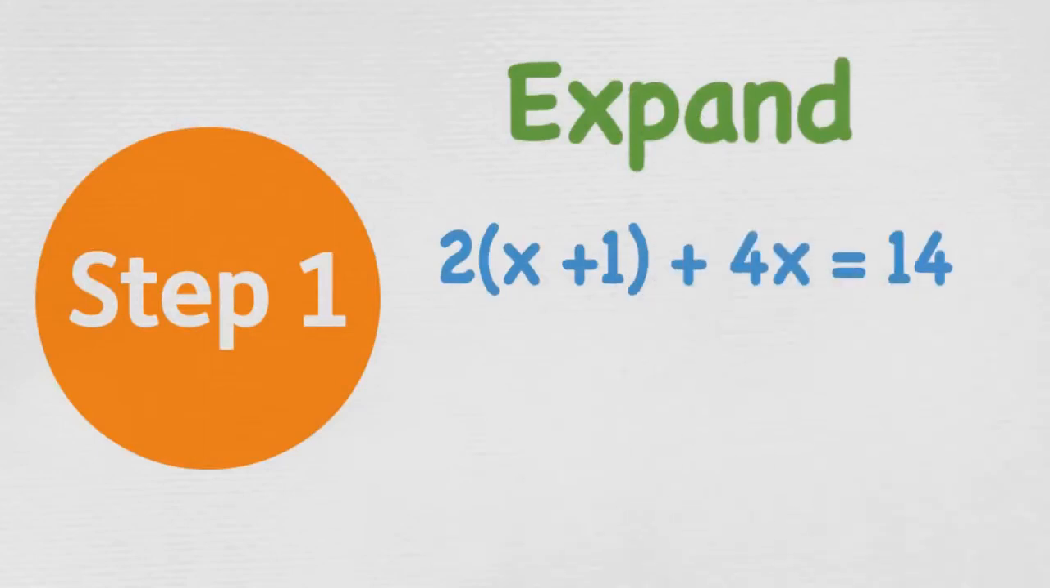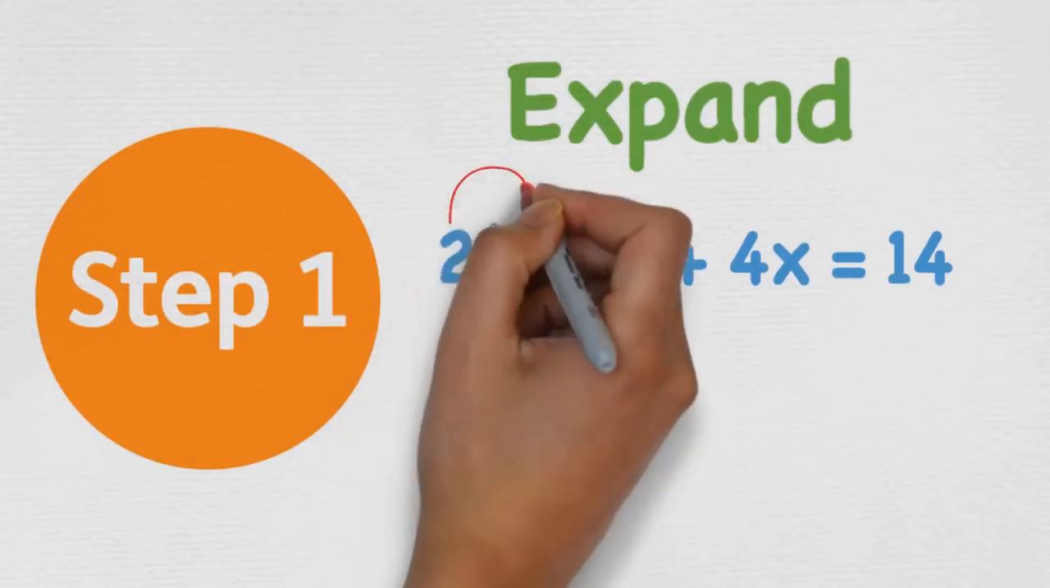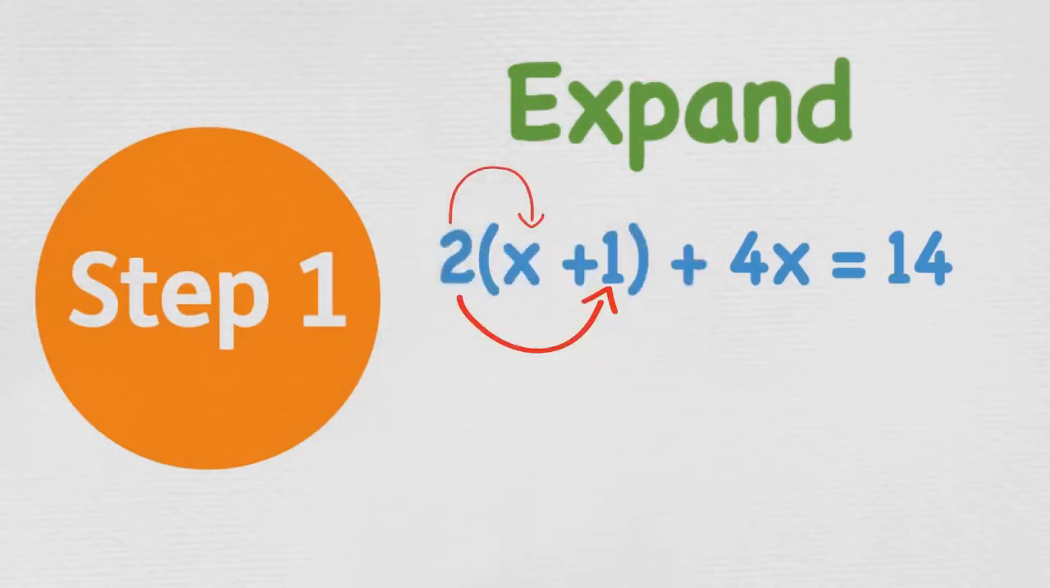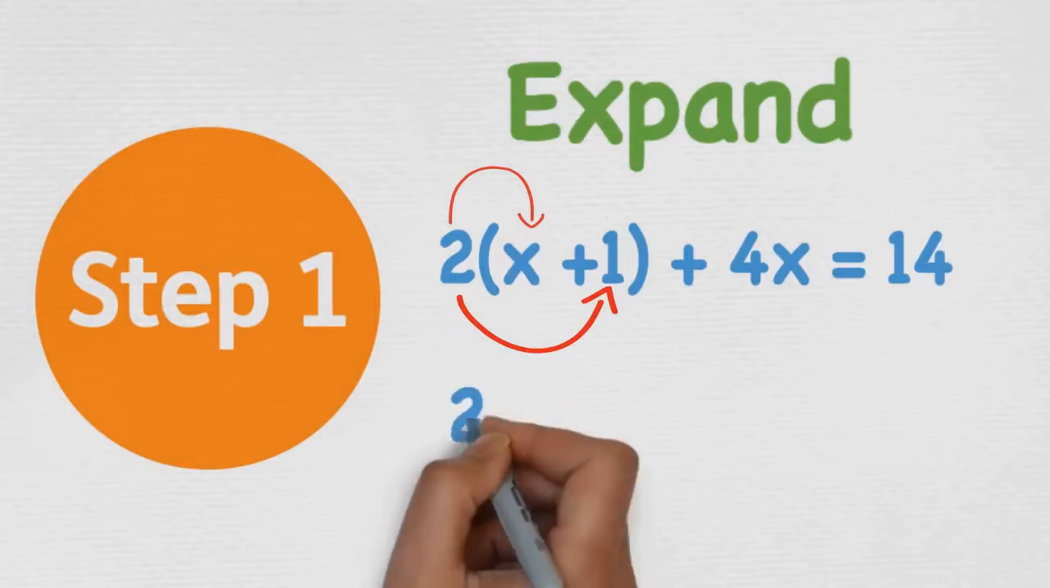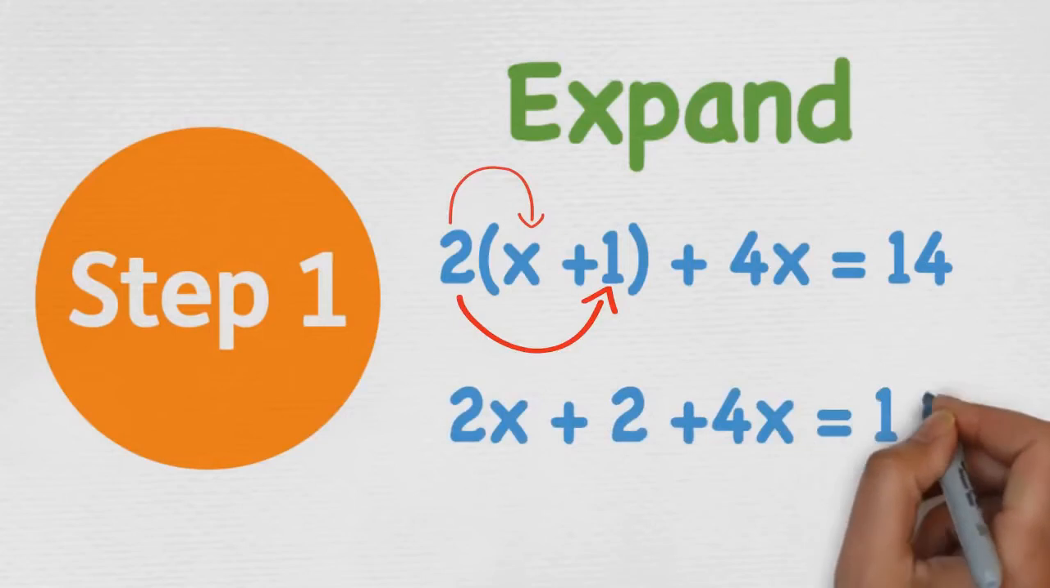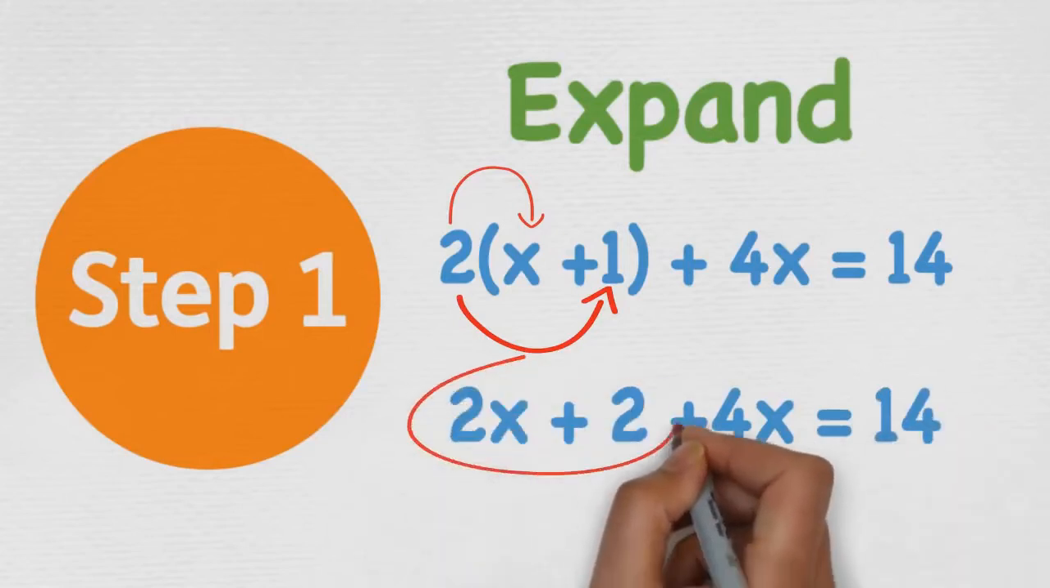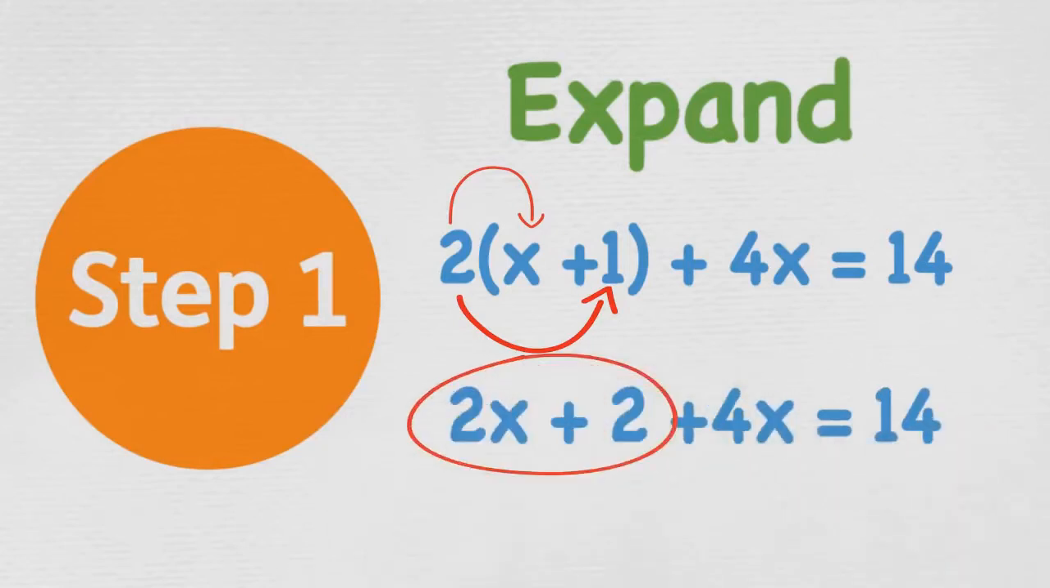As you can see, the 2 is in front of the brackets, so we need to multiply everything inside the brackets by 2. So 2 times x, which equals 2x, and 2 times 1, which equals 2. So what we are left with after expanding is 2x + 2, which has come from expanding the brackets, plus 4x, which was already in the equation before, equals 14.